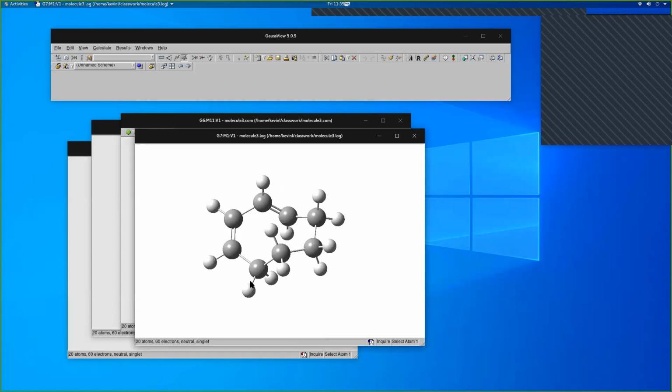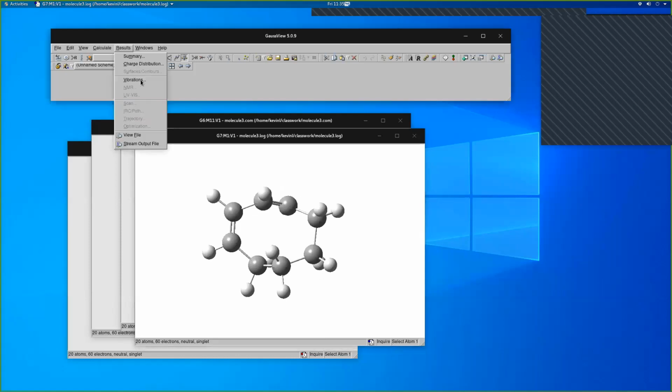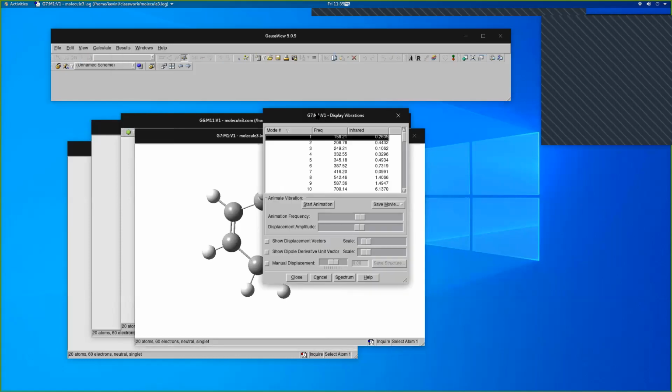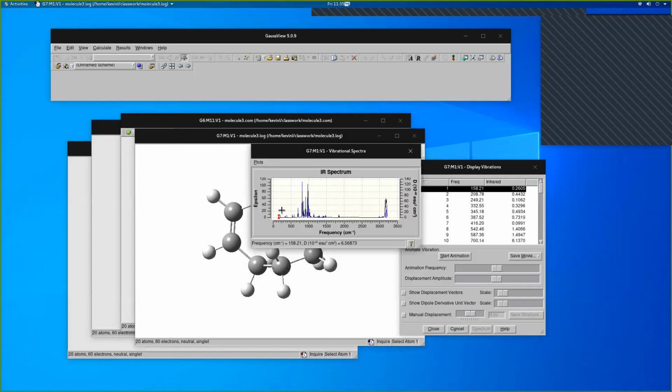And so let's just have a look at the results and check the vibrations, check that this is a minimum. And yes, it is a minimum. I've only got real frequencies there. So I would be able to have a look at the infrared spectrum, for instance. Here's the predicted infrared spectrum, and I have a product.